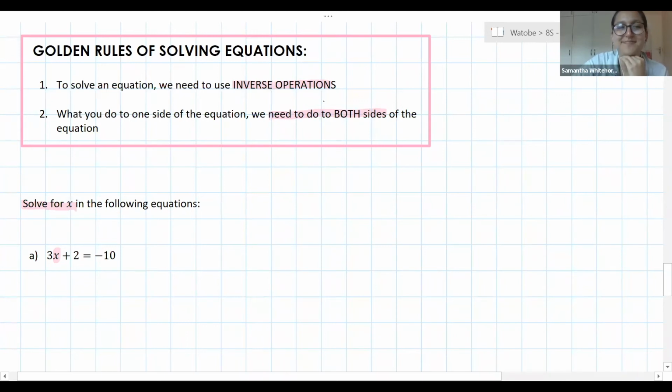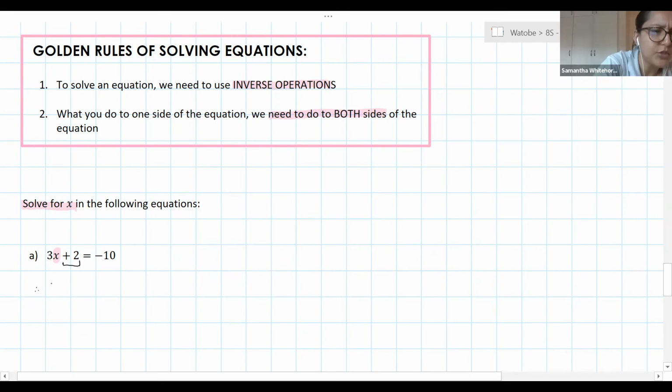Ma'am, I think you would bring the 2 over the equal sign. Okay, and what's going to happen to it? It's going to become a -2. Excellent, well done. So this is where we're talking about those inverse operations, guys. I want to get x alone. So the first thing I want to deal with is this +2. I use the inverse of that, and I will subtract 2 on both sides.